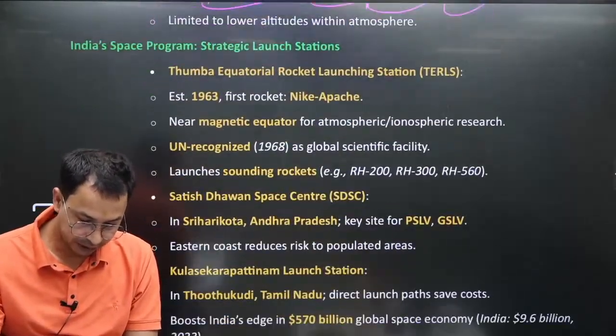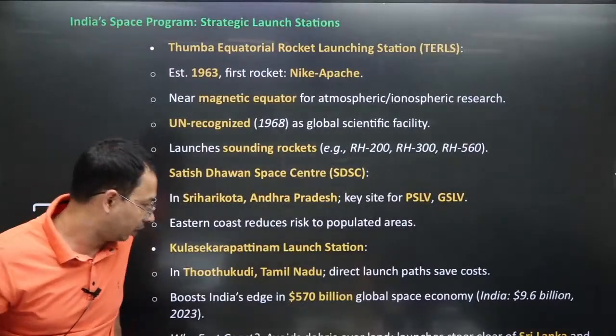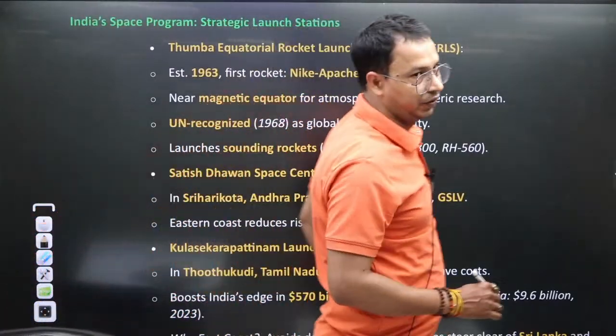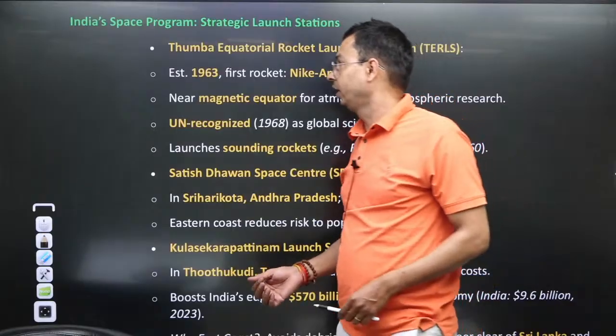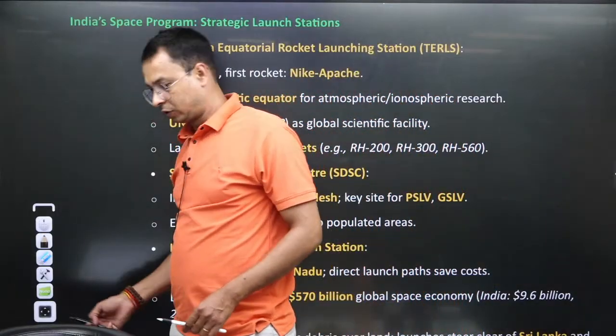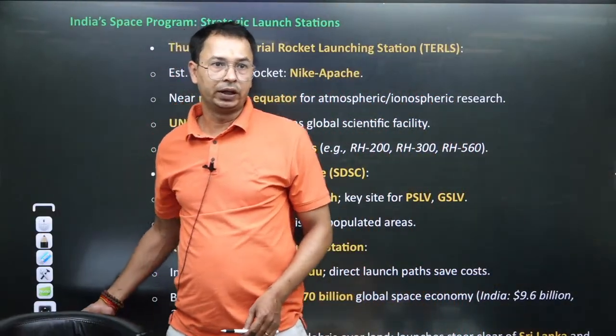Now we will try to understand the concept of the rocket launching station. The first rocket launching station that we can see was in Thumba. Thumba was in the magnetic equator.